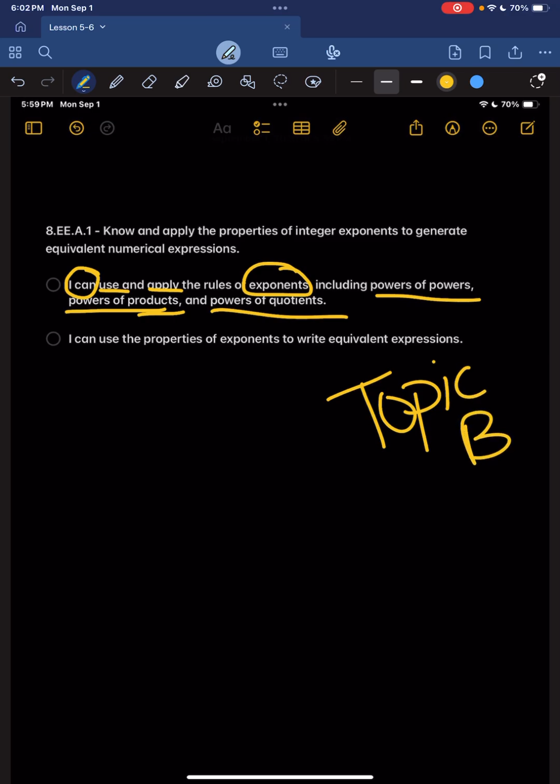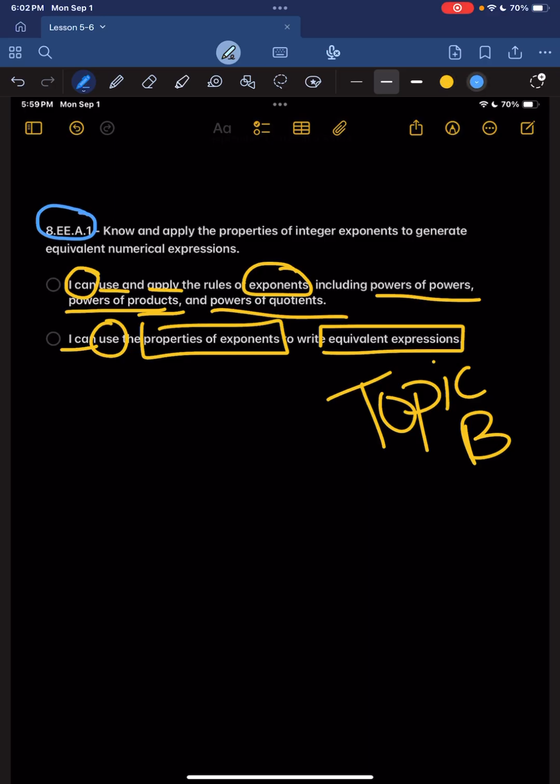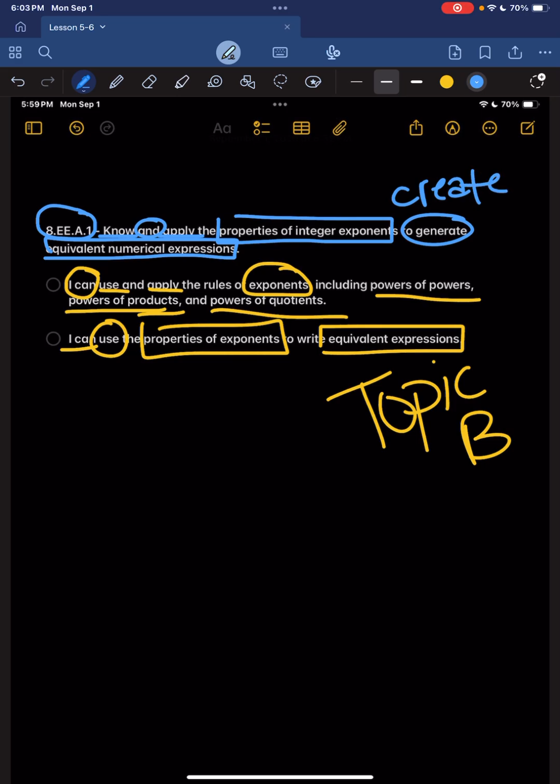So we're going to start moving into, and again, this is in topic B in your book. We're going to start really diving into exponents and exponent properties, including those you see here. As well as that, you're going to use those properties to write some equivalent expressions. So be thinking about equivalent expressions and what those are. And then this is your newest standard, 8.EE.A.1. It asks you to know and apply the properties of integer exponents to generate equivalent numerical expressions. So generate is like to create or even to write. So keep these things in mind as we go through the lesson.